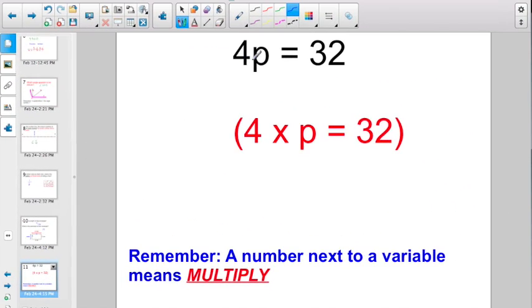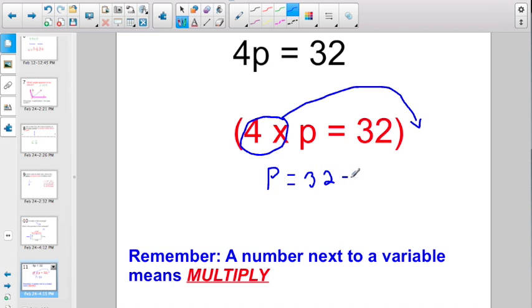Here we have an equation, 4p equals 32. Remember that a number next to a variable means multiply. You really got to think of this as 4 times p equals 32. I don't have any terms to combine, so I can go ahead and start isolating my variable, kick this over to the other side, and do the opposite sign. What is the opposite of multiply? What is the inverse operation? And hopefully you know that the opposite sign from multiplying is dividing. So I'm going to have 32 divided by 4. I now have some terms to combine on my right side, and I'm going to lastly put in p equals 32 divided by 4 is 8.